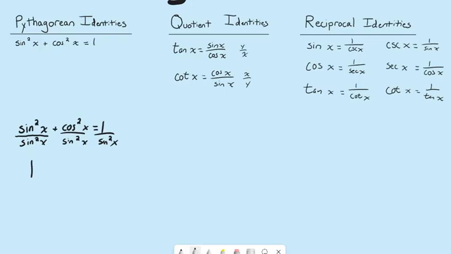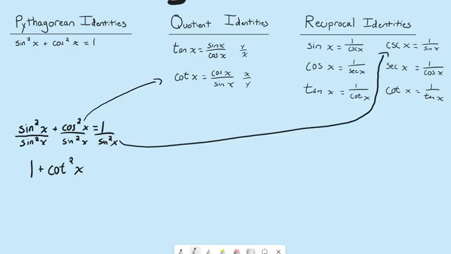And now cosine squared x over sine squared x, well, isn't that cotangent? Isn't that one right there? Yes, it is. So we have cotangent squared x. And then 1 over sine of x, well, that is cosecant, isn't it? Right there. Yep. So we'd have 1 plus cotangent squared x equals cosecant squared x.